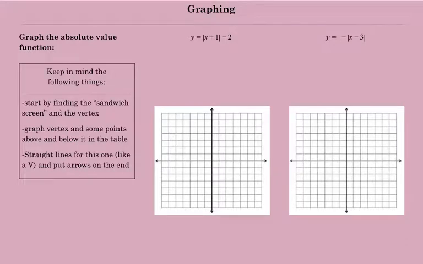Alright, so graphing absolute value functions is actually pretty similar to graphing quadratics, so assuming you've already finished those notes, you're in a good spot. These are another set of symmetrical functions, so if you look, you still have to start by finding your sandwich screen, still have to graph your vertex and some points on either side. The difference is, there are straight lines on this one, like a V. You've got your vertex and then points on either side. Like a V.